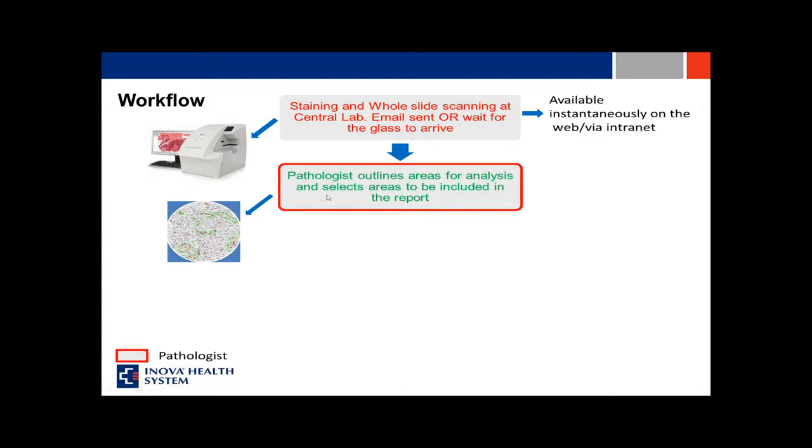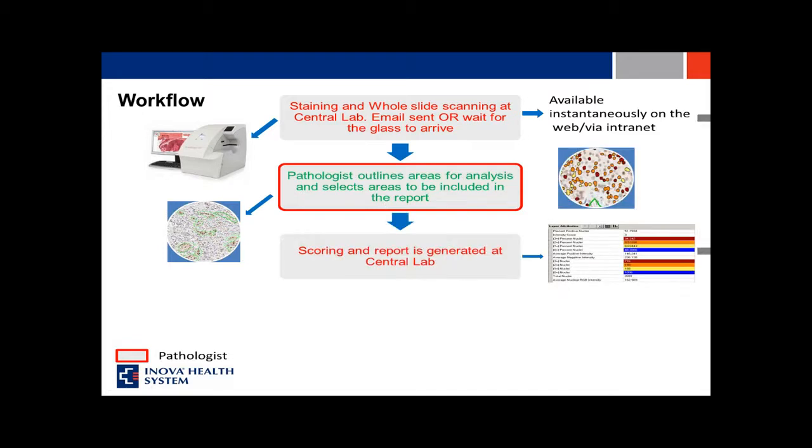The pathologist then goes ahead and outlines the areas for analysis and selects the areas that he wants in the report. So the images that you see in the previous report are actually selected by the pathologist. And it's a very simple step here. That's the only step the pathologist has to do, just outline areas and select areas to be included in the report, which takes, I think, around 2 to 3 minutes, depending on their experience with the system.